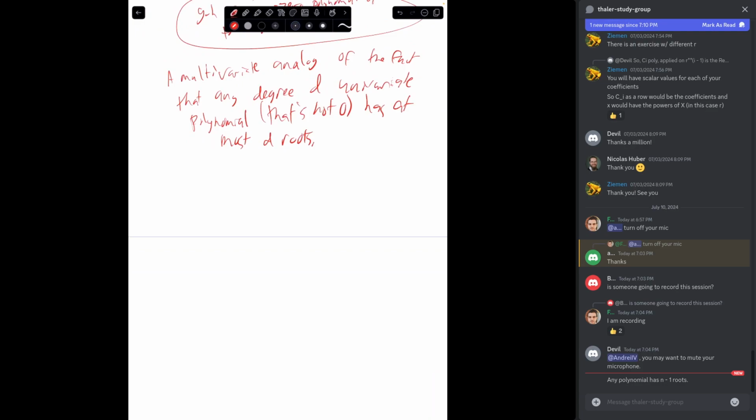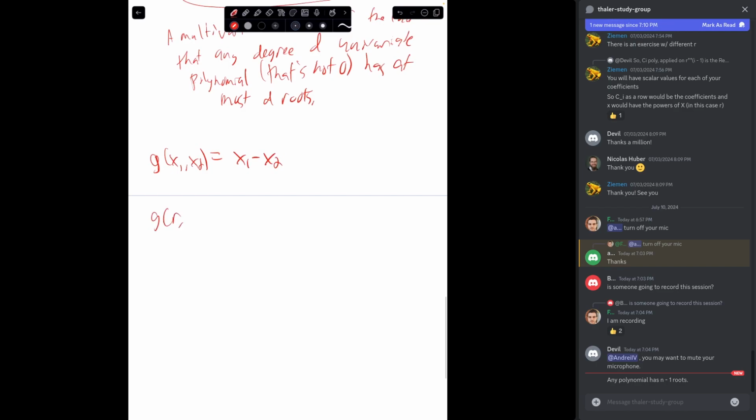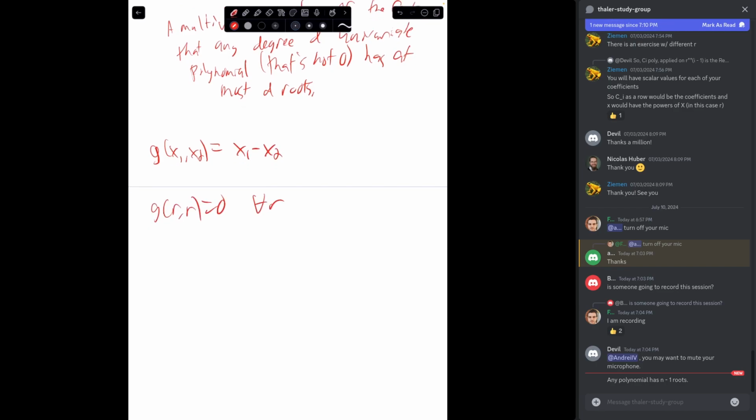Let me just think. Let's see. Yeah, so let's consider g of x1 comma x2 as x1 minus x2. Then g of r comma r is 0 for all r. So it's like a total failure of Schwartz-Zippel in that case.